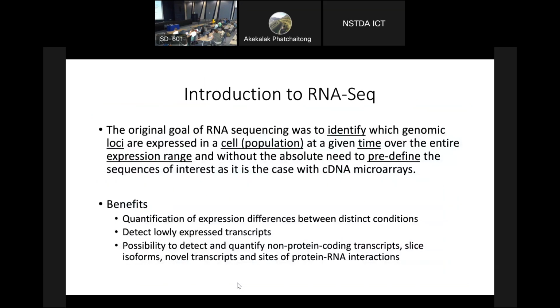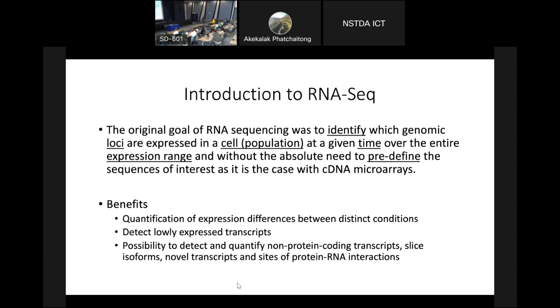Okay. All right, so as usual, it's always good to begin with a definition or a very brief premise to the whole thing. So the original goal of RNA sequencing was to identify which genomic loci are expressed in a cell or a population at a given time over the entire expression range. And this is the key here, without the absolute need to predefine the sequences of interest as it is in the case with cDNA microarrays. And that goes back to the story that I told you. If you were to do microarrays, you need to predefine the genes or the probes. And so if you miss it, you're not going to find it.